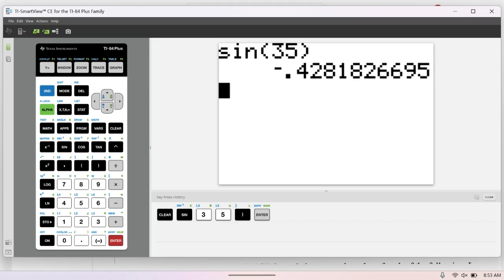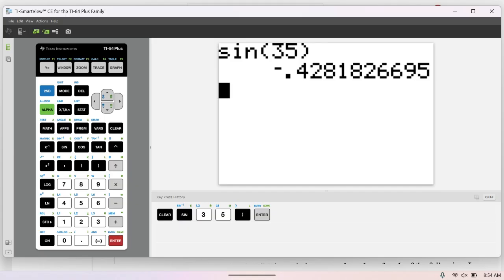Your calculator automatically puts itself in what's called radian mode. Now, what are radians? It's another way to measure angles besides degrees. You will learn all about that in Math 3, but right now we don't care about that. Whenever we do anything with trig, you automatically have to make sure that your calculator is in what we call degree mode.